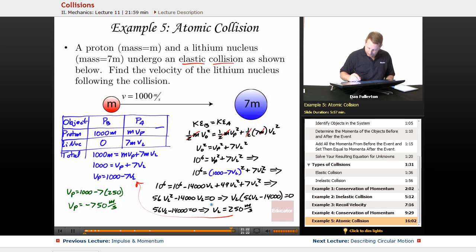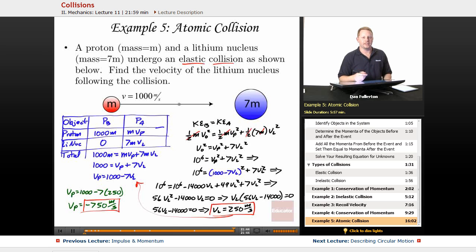So what do we have here? Velocity of our lithium nucleus, 250 meters per second. Velocity of our proton, negative 750 meters per second. Why negative? It's going in the opposite direction that it first started. It comes this way to the right, bounces off, comes back to the left with the speed of 750 meters per second to the left.